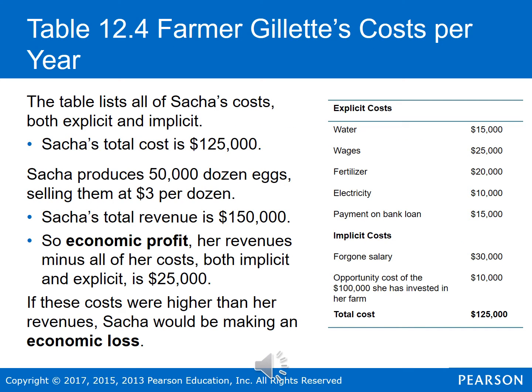The table on the right shows all of Sasha's costs, both the explicit costs and the implicit costs. So now the sum of her costs is $125,000. Sasha produces 50,000 dozen eggs, and she's going to sell these at $3 per dozen. So Sasha's total revenue is $150,000. Her economic profit, which is her revenues minus all of her costs, both implicit and explicit, is going to be $25,000.